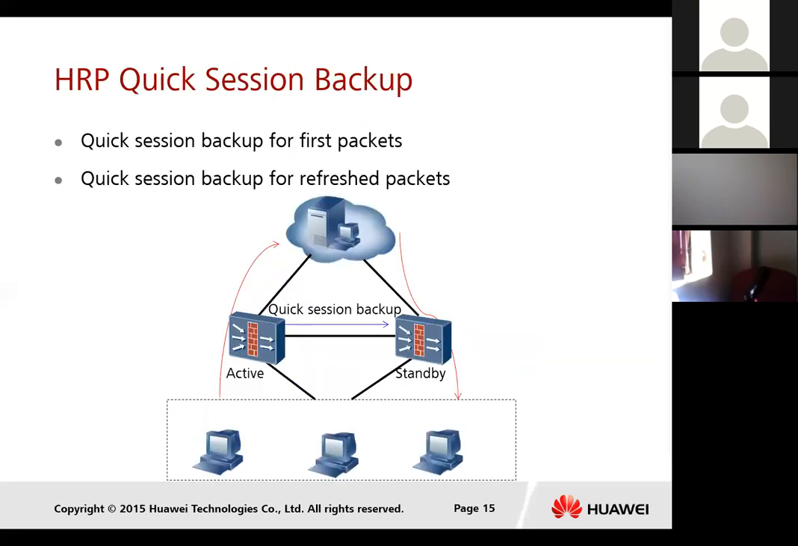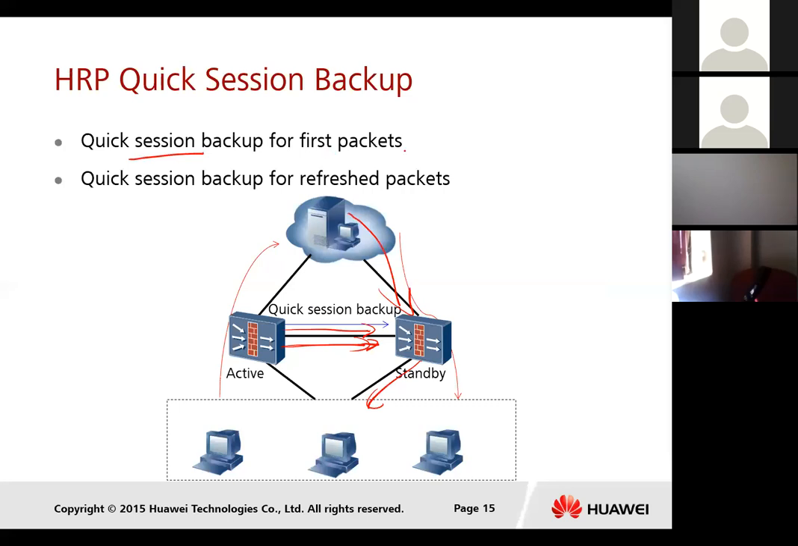And for the quick session backup for the first packet, after the first packet, they're going to always back up to the standby. And for the backup for the refresh packet, they will keep on synchronizing between active to the standby. After modifying, I will just send to the standby. Standby keeps a record. So even when the traffic comes back from the standby device, the standby knows how to forward back to the destination. All right, that is on the HRP, Huawei Redundancy Protocol.